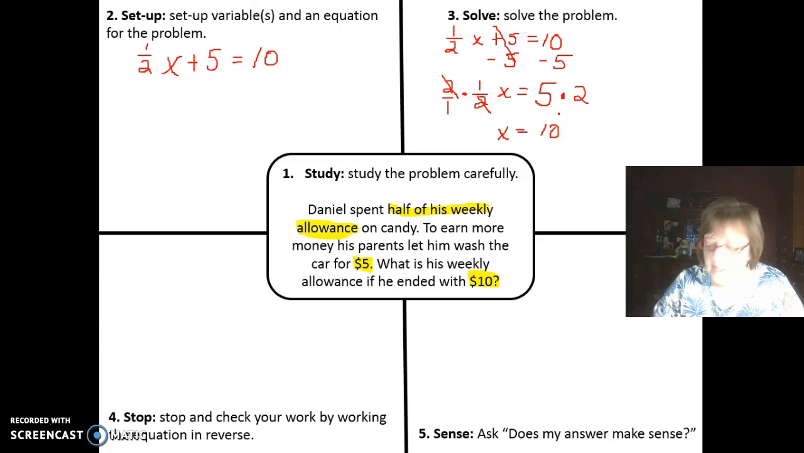Did we do this right? Let's go down here to number 4. It says stop and check your work by working the equation in reverse. Another way of doing it would be even to just plug this into the word problem.